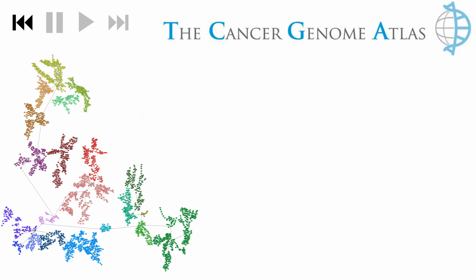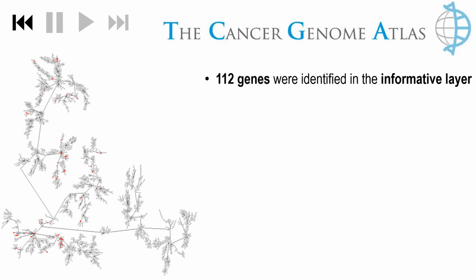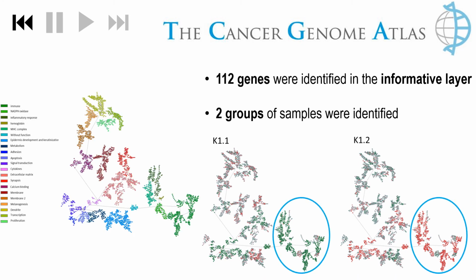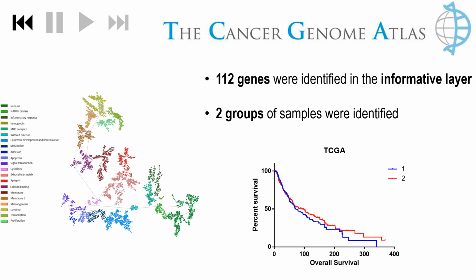Using these methods, we identified 112 genes within the informative layer. These genes divide the dataset in two groups. These two groups had different expression of immune nodes, but there was no difference in overall survival. At this point, we thought that maybe there was no difference in survival because these patients did not receive the appropriate treatment, such as an immunotherapy. We talked to the oncologists specialized in melanoma, and they told us that it would be interesting if we could transfer these groups to a dataset of patients treated with immunotherapy.